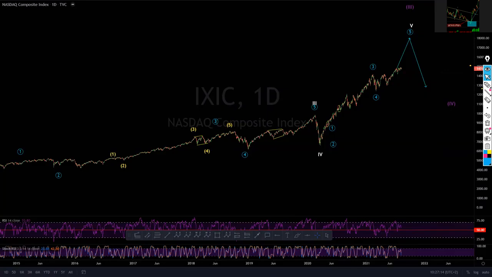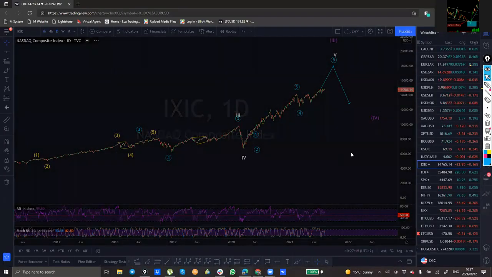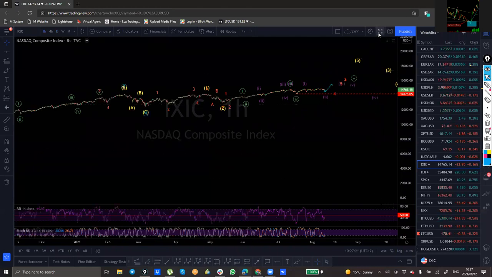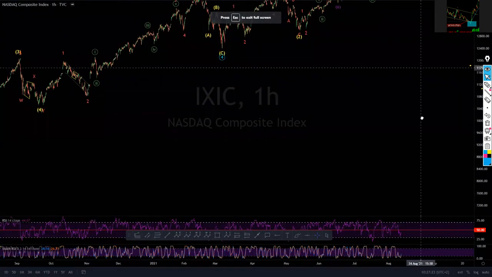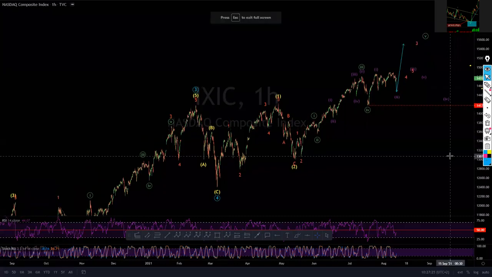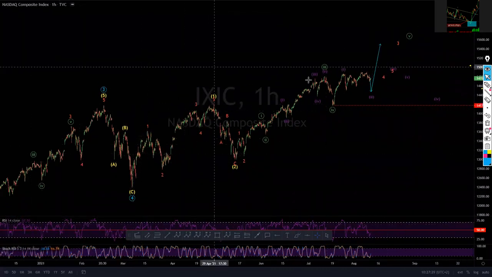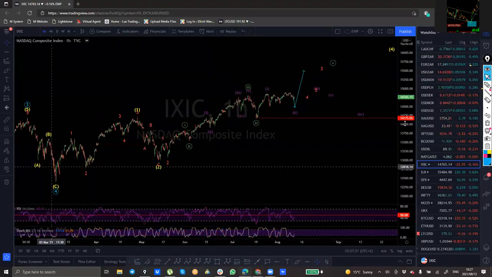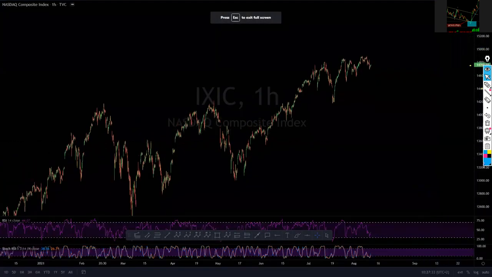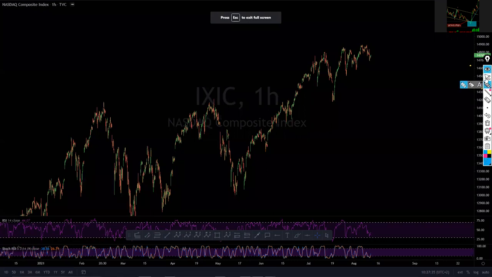Okay, so taking a look at the NASDAQ on the 1 hourly, what we had forecasted, as you can see, is that we expect a slightly larger correction in 2. I just wanted it to look neat, so let's get rid of the labels. So what we're expecting here is a slightly larger correction before we get a move to the upside.